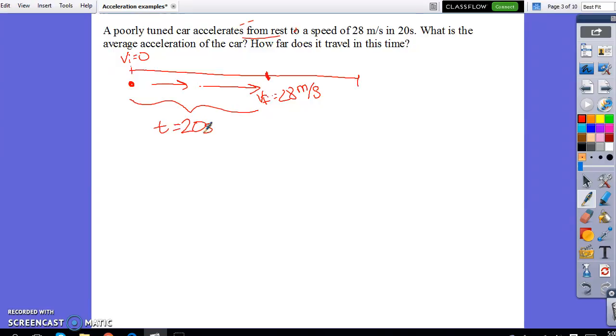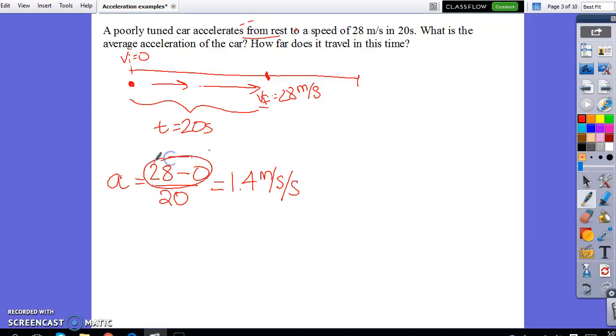It's asking what is the average acceleration. Well, I'm going to go to my equation for acceleration, the first one. I have my final, I have my initial, and I have my time, so I'm just going to plug in those numbers. 28 minus 0 over 20 seconds is going to be 28 divided by 20, which is 1.4 meters per second, because our units for velocity are meters per second and units for time are seconds, so meters per second per second. So there's the first part done.